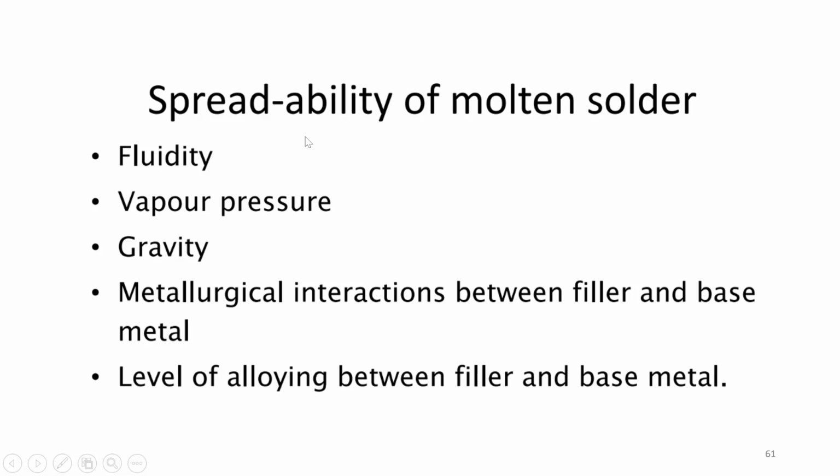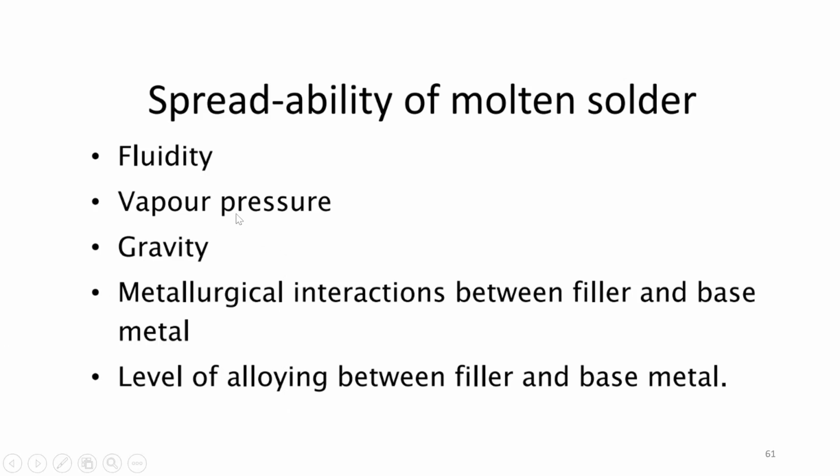One of the properties is spreadability of the molten solder. So it depends on the fluidity. That is why eutectic mixtures are always chosen, which have very high fluidity. For example, lead tin and some of the other eutectic alloy systems are used at the eutectic composition because they have the highest fluidity there, since the liquid solidifies directly into solid and there won't be any partial solidification, so it will have the highest fluidity.